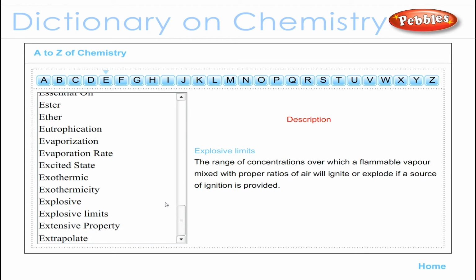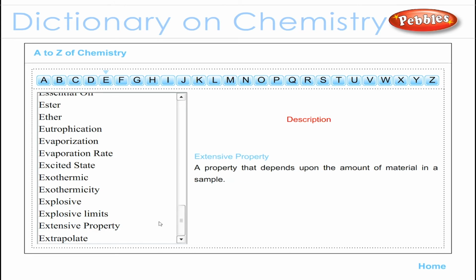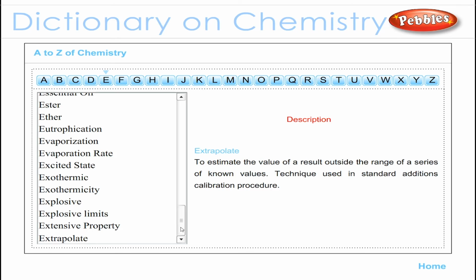Explosive limits, the range of concentrations over which a flammable vapor mixed with proper ratios of air will ignite or explode if a source of ignition is provided. Extensive property, a property that depends upon the amount of material in a sample. Extrapolate, to estimate the value of a result outside the range of a series of known values, a technique used in standard additions calibration procedure.